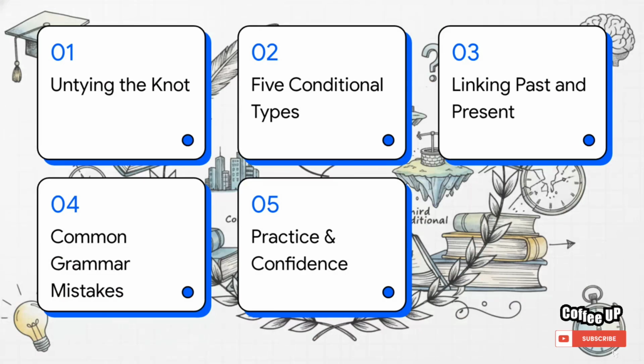And to show you just how manageable this whole thing actually is, here's our simple roadmap for today. First, untying the Gordian knot. Second, the 5 conditional types. Third, linking past and present. Fourth, 6 common grammar mistakes. And finally, daily practice and confidence. Let's get right into it.